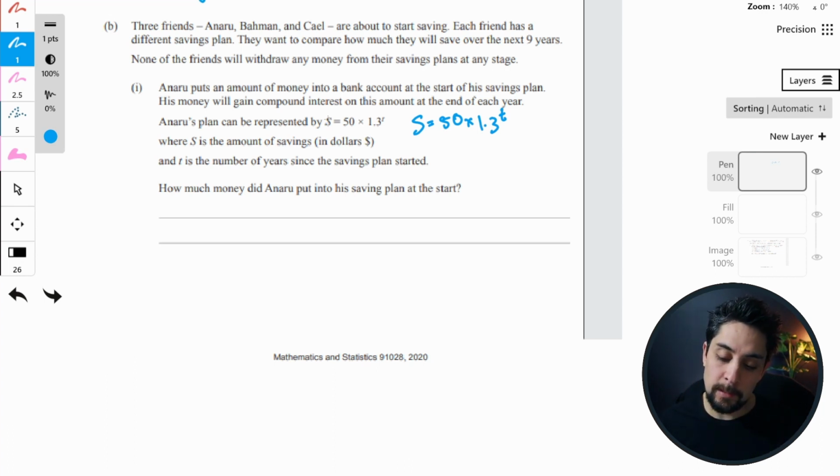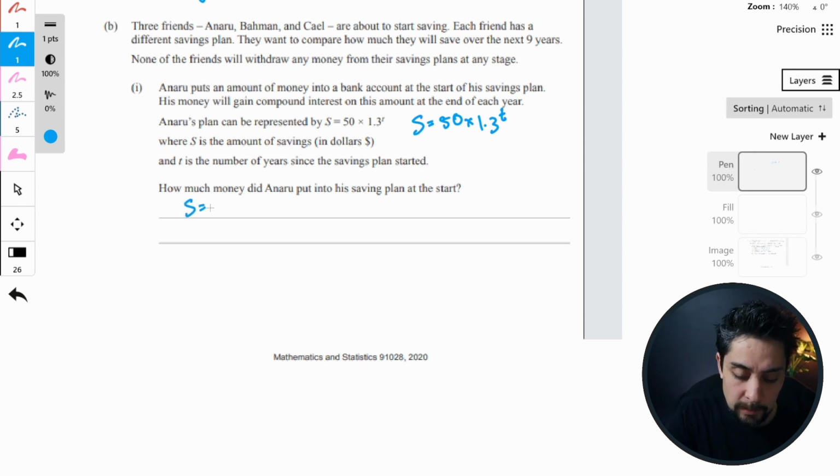And secondly, so that when I scan back for it, I can see exactly where it is. S is the amount in savings, and T is the number of years since the plan started. How much money did he put into his savings plan at the start? Now, at the start, that is when T equals 0.